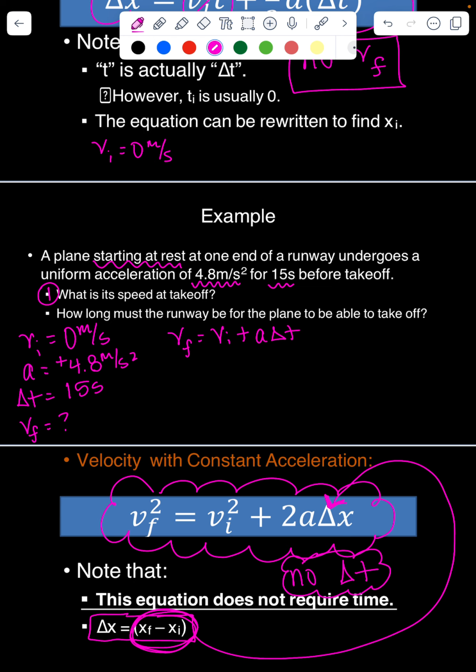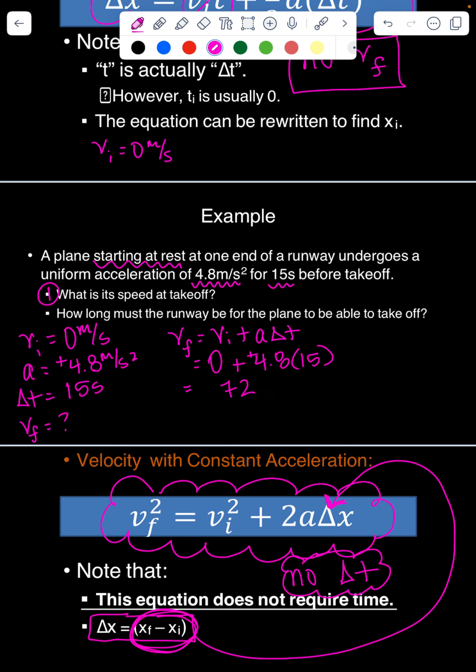We're looking for v final. V final is already isolated, so we do not have to rearrange the equation. So we can just go ahead and plug in our numbers. So we have 0 plus 4.8 times 15. 4.8 times 15 gives us 72.